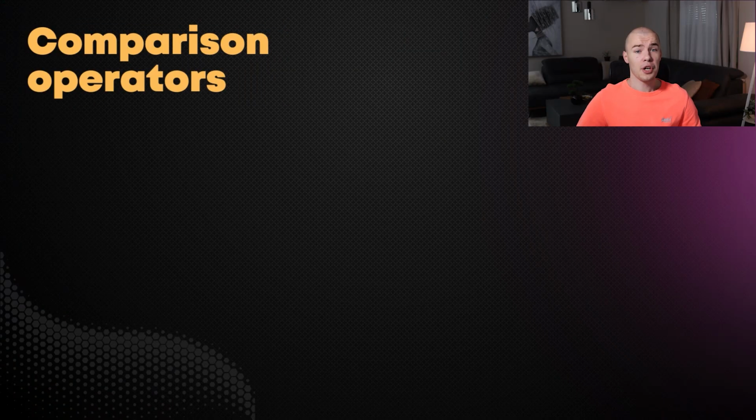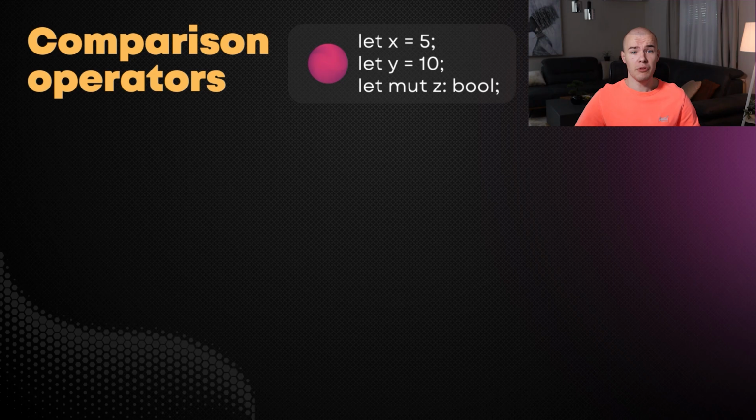So I think it's time to start talking about our examples, and to do that we need to cover the variables that we will have at our disposal. So we are going to be using 3 variables instead of 2. The first 2 variables are going to be very similar to the ones that we were using in previous examples. So in this case we'll have x equal to 5 and y equal to 10, and also we will have a mutable variable called z, and it's going to be of type boolean. And now we're ready to get started.